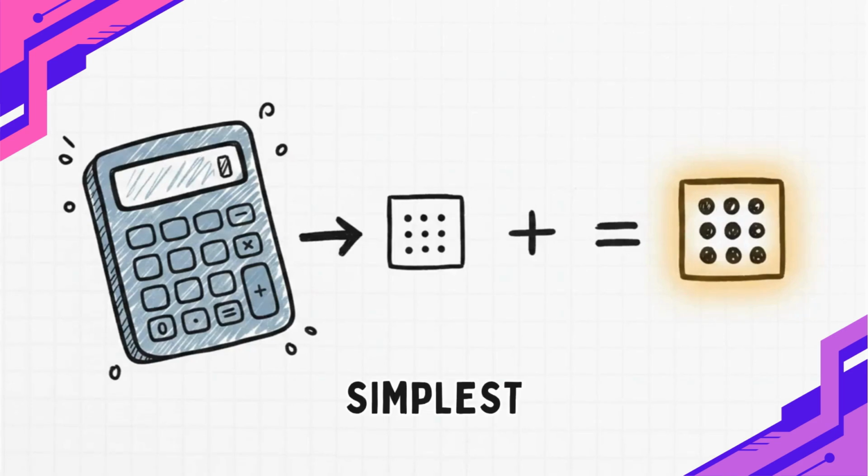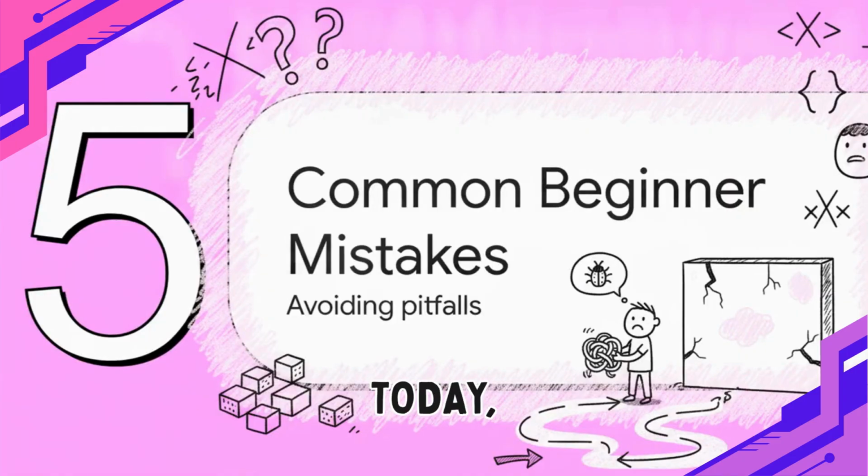Even the absolute simplest tools rely on this. When you open up a basic calculator and type 25 plus 17, the calculator app instantly creates variables. It might assign number 1 to hold 25 and number 2 to hold 17. When you hit equals, it creates a result variable to hold 42. Without these temporary storage boxes, the calculator couldn't even remember the first number you typed by the time you press the plus symbol. For our final section today, Section 5, Common Beginner Mistakes.